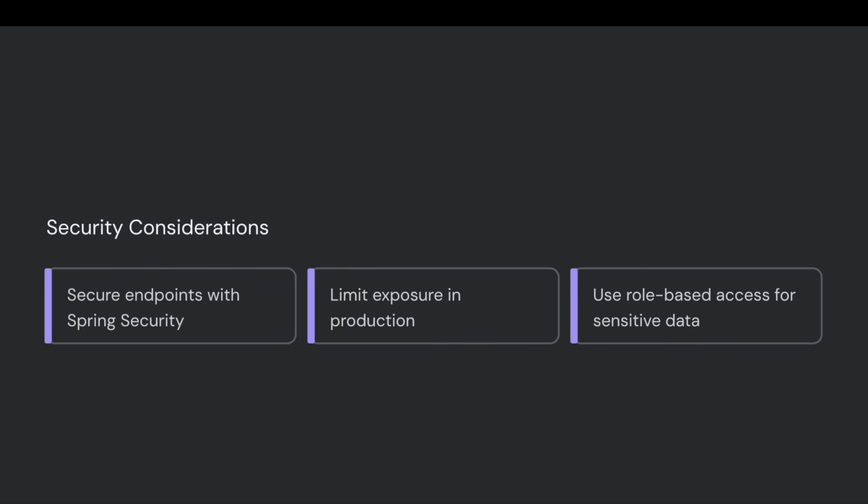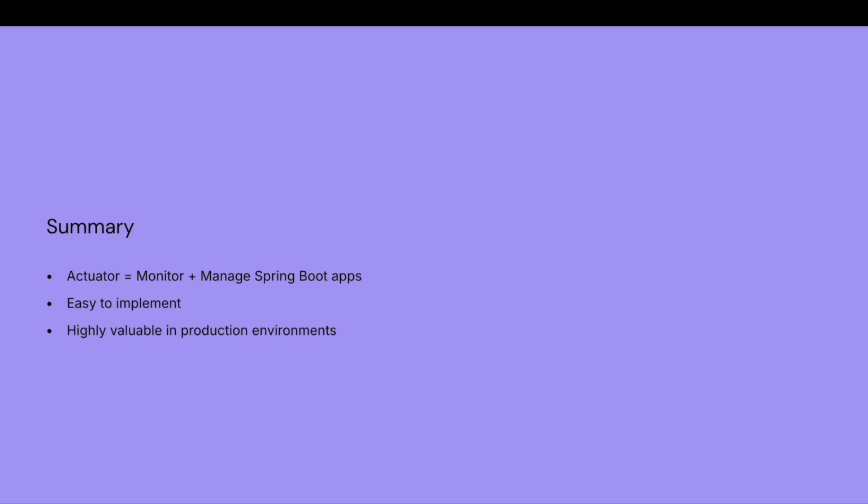It will limit exposure in production. Use role based access for sensitive data, because this provides so much sensitive data with available endpoints. So definitely we should have authentication and authorization, which helps us decide which user should be able to use these endpoints. So you can use Spring Security for securing your endpoints, and role based access for authorizing the endpoints.